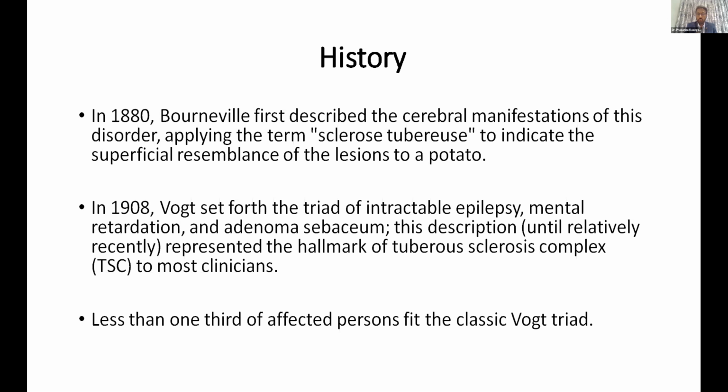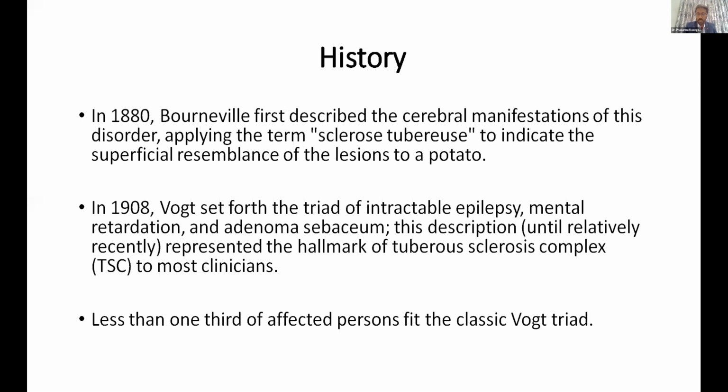This was described way back in 1880 by Bourneville, who saw the brain gross structures and compared those tubers to potato, and he described them as sclérose tubéreuse. In 1908, Vogt came up with a classical triad of intractable epilepsy, mental retardation, and adenoma sebaceum to describe tuberous sclerosis. And this has been formal training for all of us, including my training in graduation and post-graduation, which makes us think that tuberous sclerosis is an intractable disorder. It has got very poor prognosis, and it gives a nihilistic attitude towards such patients that we come across. However, this classical triad of Vogt is seen in less than a third of patients of tuberous sclerosis.